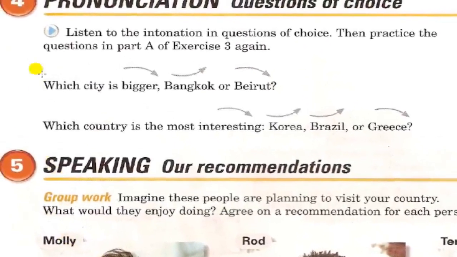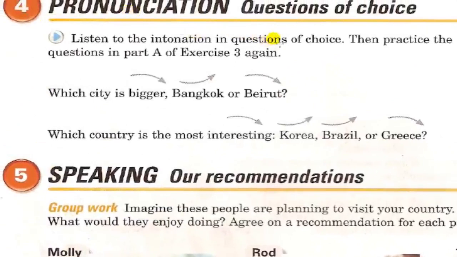Exercise number 4, pronunciation. Questions of choice. Listen to the intonation in questions of choice, then practice the questions in part A of exercise 3 again. So here in this question, we have questions of choice. You choose between 2 or 3 things, so we use or: A or B, A, B or C. Listen.